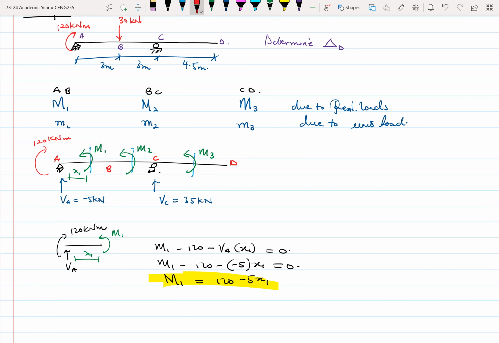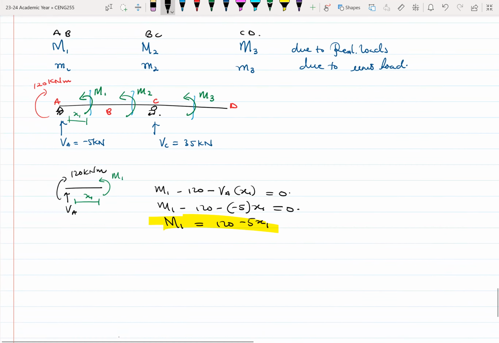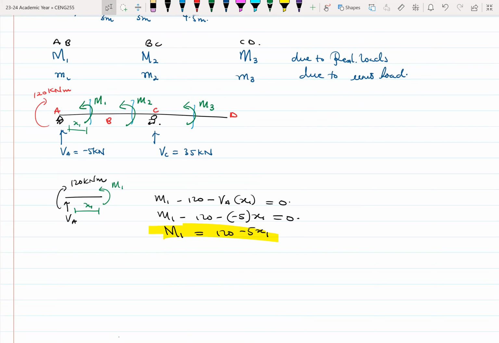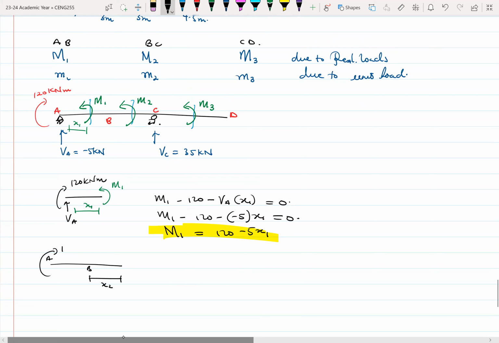Now let's find M2. To find M2, we take a section between B and C. So we have this long beam. Here's your A, this is your B, and this distance here, let me call this one X2. I have all of these 120 kilonewton meter moments. This distance here is 3 meters. So we want to find M2. There's also a VA over here.